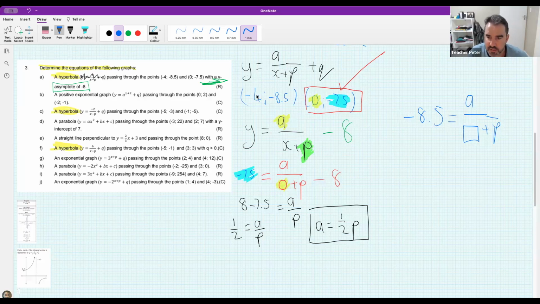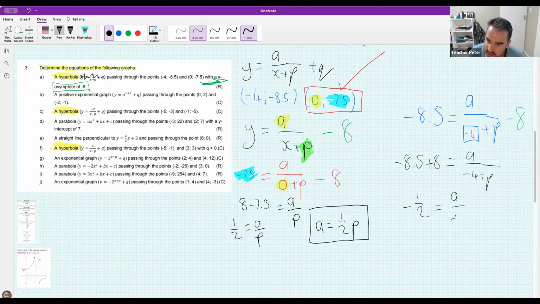So it has to come from here. So this is going to be -4. And what is the value at the end going to be? It's still going to be -8. All right. Now, I'm going to bring things across to the other side. So I'm going to get minus 8.5 plus 8 equals a over -4 plus p. Then I've got minus a half equals a over -4 plus p.